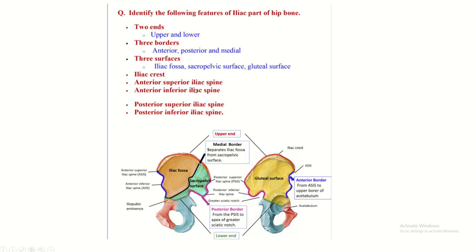The following are the features of the iliac part of the hip bone: two ends, upper end and lower end, and three borders: anterior border, posterior border, and medial border. Three surfaces: iliac fossa, sacropelvic surface, and the gluteal surface. The iliac crest has four spines: anterior superior and anterior inferior iliac spine, posterior superior and posterior inferior iliac spine.